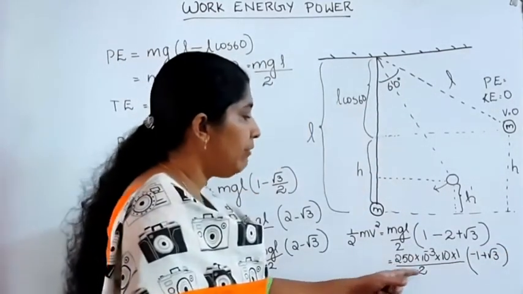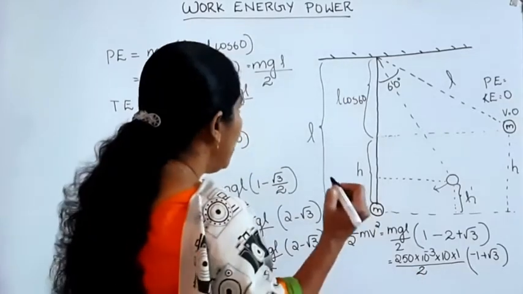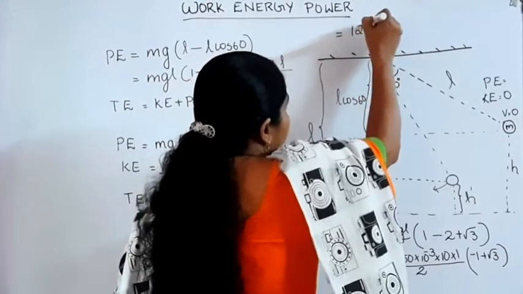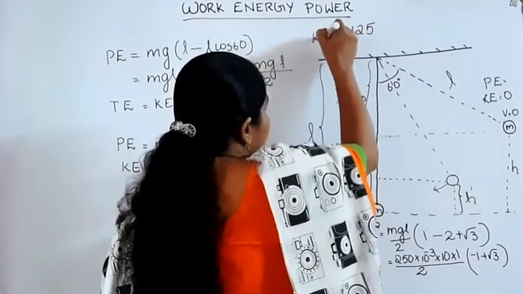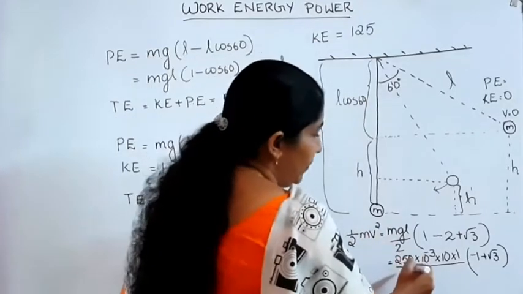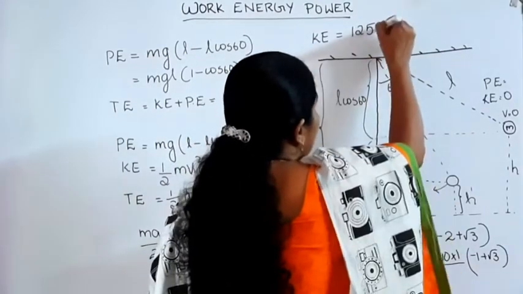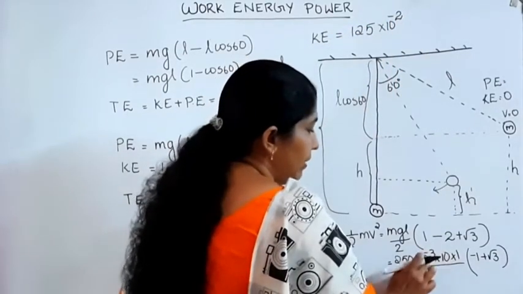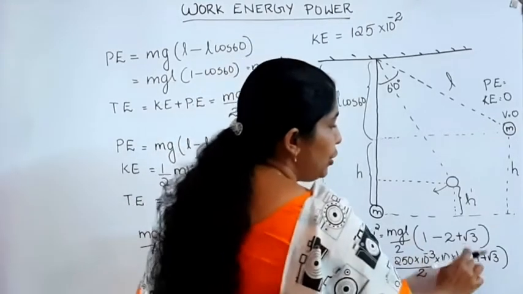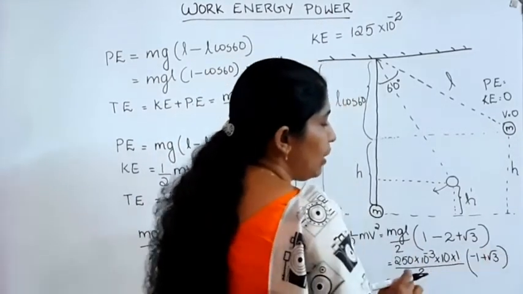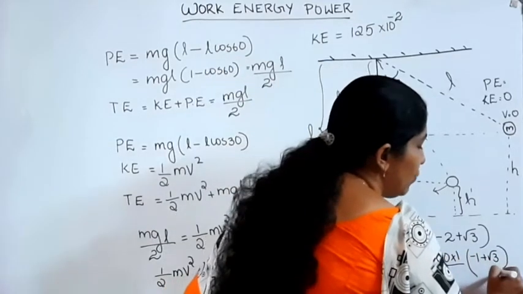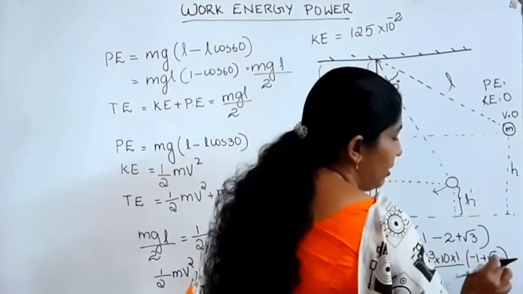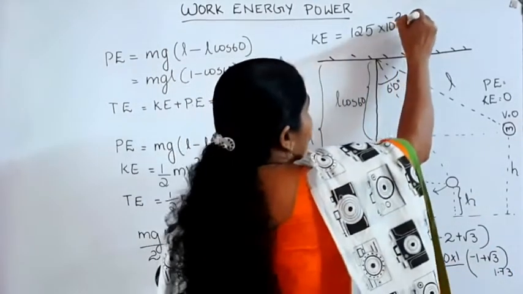250 divided by 2 is equal to 125. So the kinetic energy is equal to 125 into 10 raised to minus 3 into 10, that is 10 raised to minus 2, into minus 1 plus root 3. We know the value of root 3 is 1.73, so minus 1 plus 1.73 is equal to 0.73.